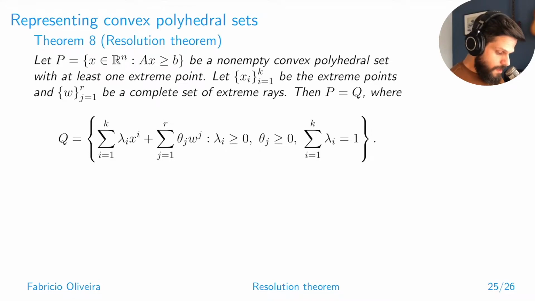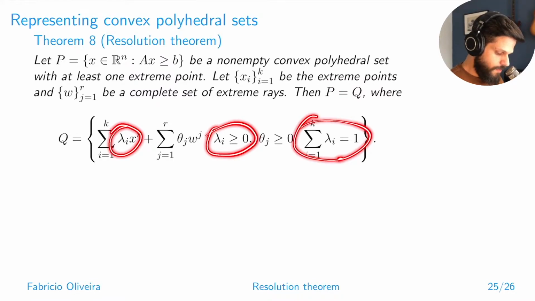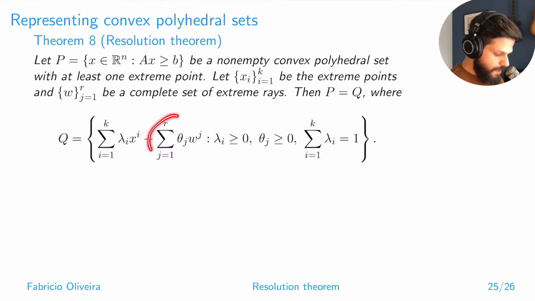we can find an equivalent representation for P named Q, which is given by the convex combination of your extreme points and the conic representation of your extreme rays. So that means that, remember that these are both linear combinations, and we've seen convex combinations before, and then I'm calling these conic combinations because they are just linear combinations with the scalars being non-negative, which form the cones like we discussed in the previous video.